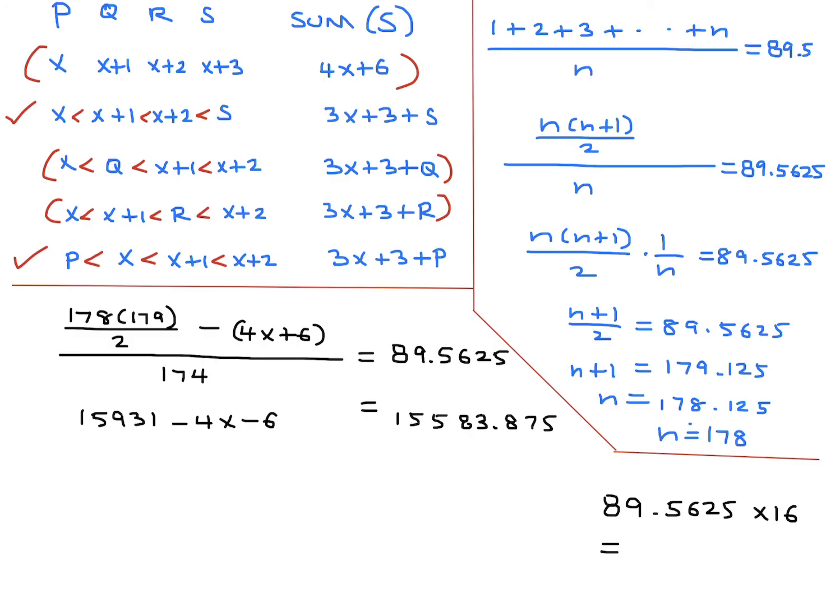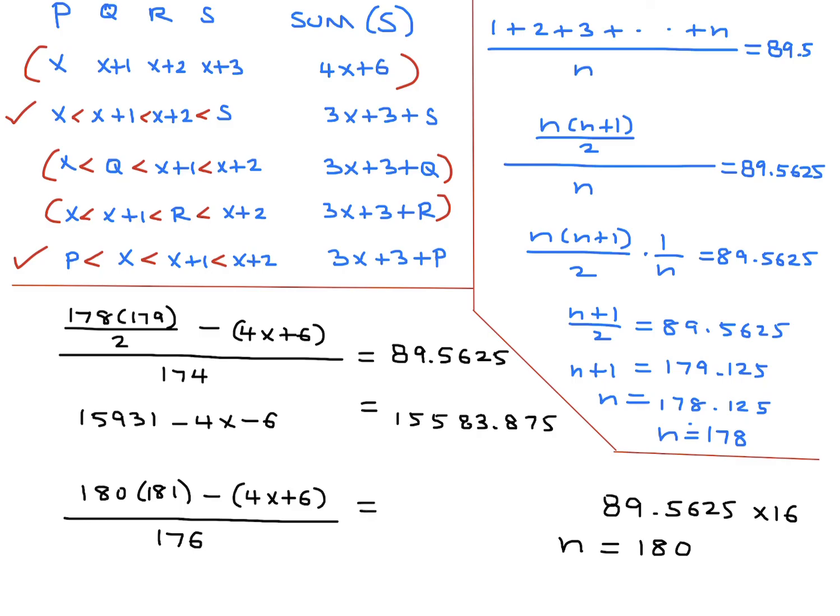Okay, so what can that be? A multiple of 16 that is hovering around this 174 value is 176. So 176 is what I'm going to put there. So that basically means that n would be 180, right? Because what I put in here is n minus 4, remember. So now, let's try it again. Again, n is now my 180, so 180 times 181, minus, let's just do the same scenario, 4x plus 6. Let's keep it exactly the same for comparison purposes.